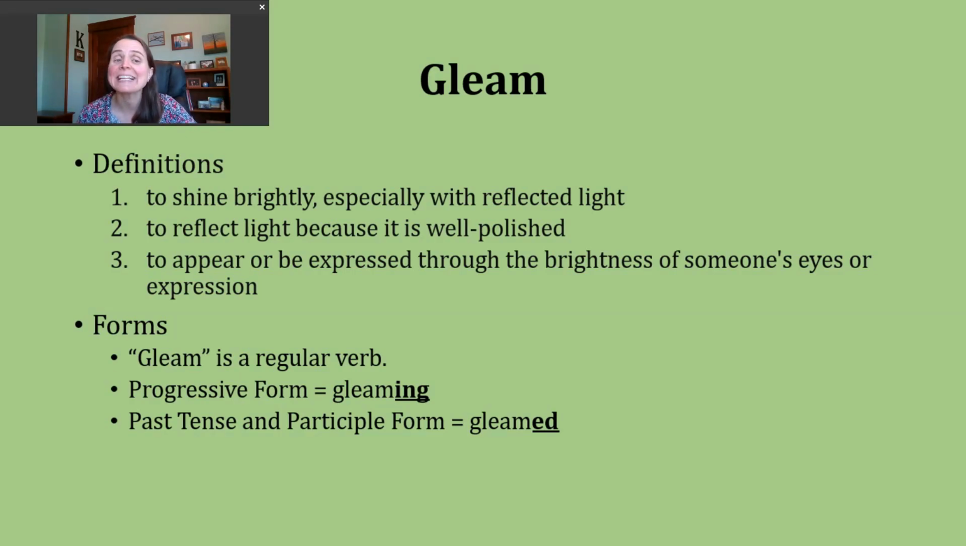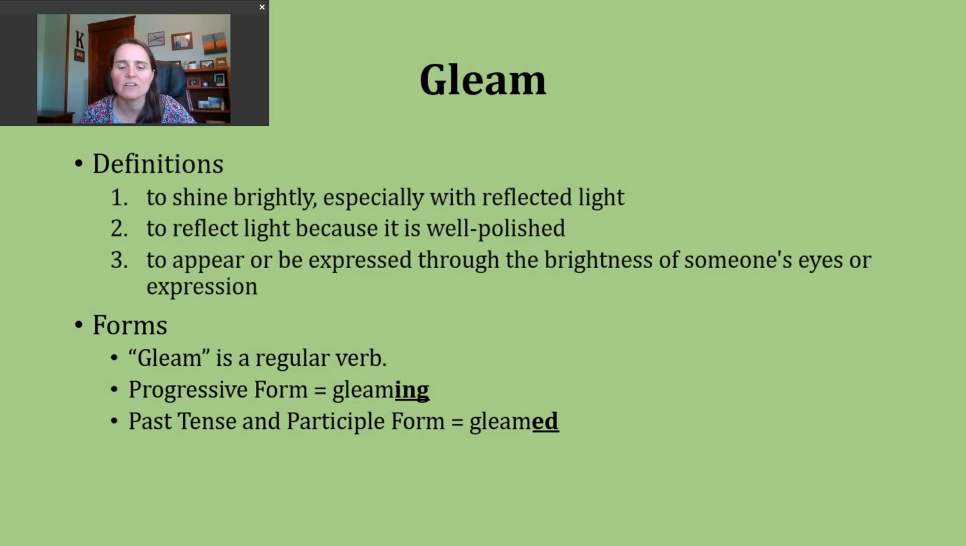For now, you should know that gleam is a regular verb. If you want to make the progressive form of this verb, all you need to do is add ing, and that forms gleaming. The past tense and the participle form of our verb can be made by adding ed. The base verb, gleam, ends in a voiced M sound. This means our ed ending is just going to make a D sound, or a duh sound. We're not going to add an extra syllable when we say it. The past tense and the participle form of the verb should sound like this. Gleamed, gleamed.